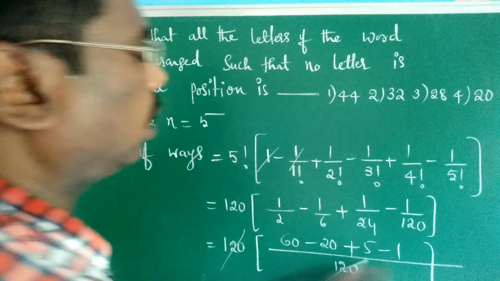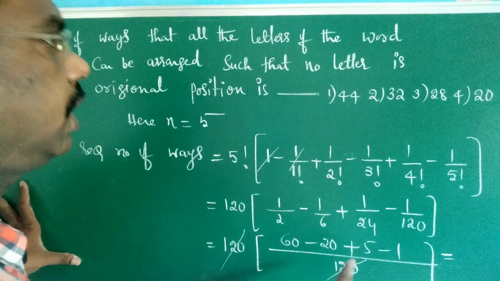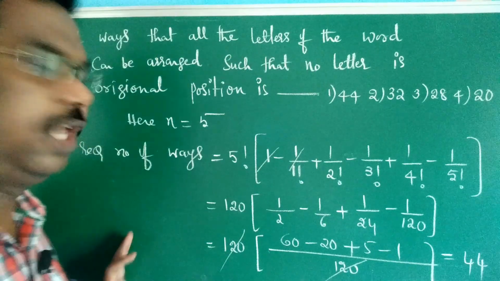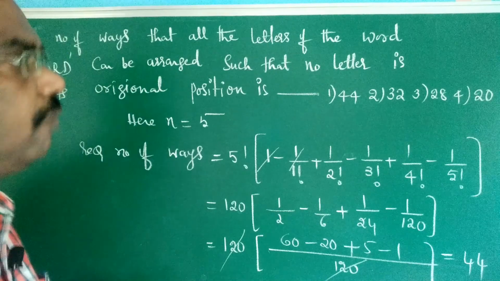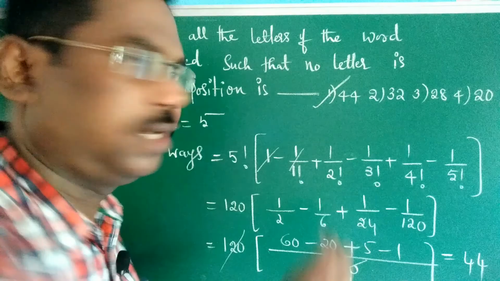Now 120 cancels. Now it is equal to 45 minus 1 is equal to 44. Therefore, the required number of ways is equal to 44. Option 1 is the correct one.